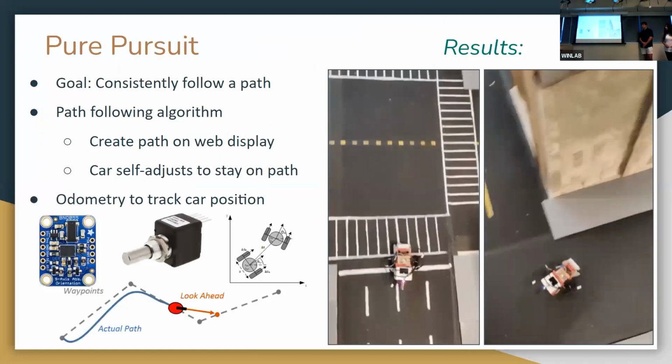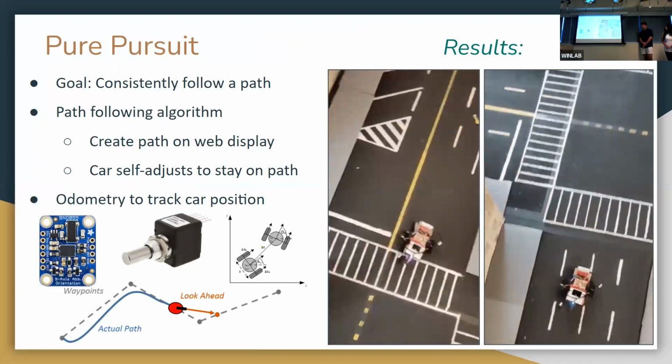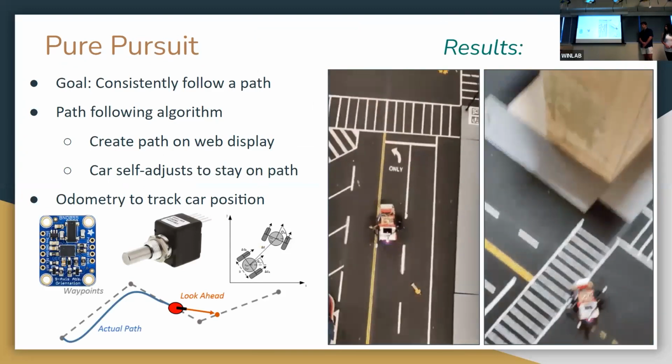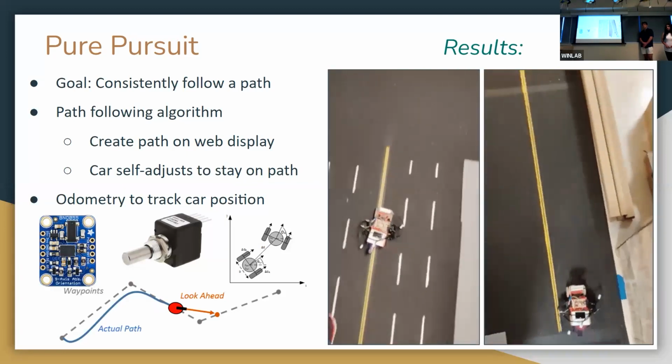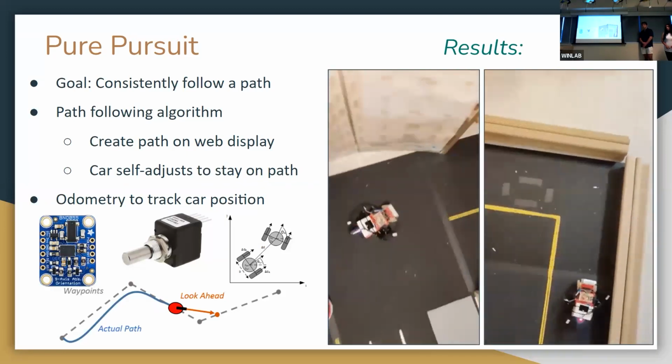So we wanted to have a way to draw paths for the robot to follow. So you see in the back, we have an intersection over there. So we made a model of the intersection on the web display, so we can draw paths on the web display for the car to follow.